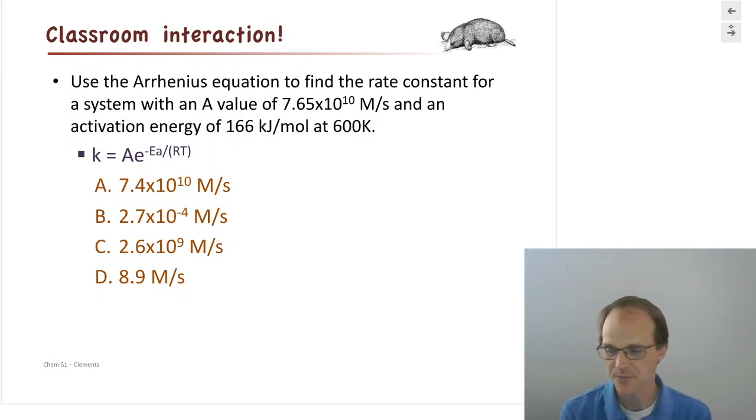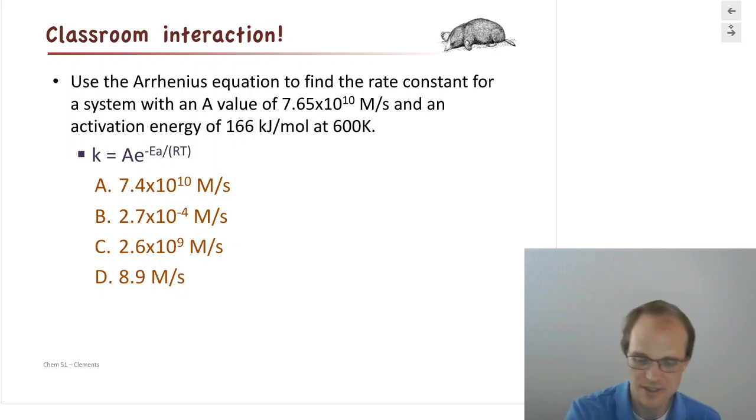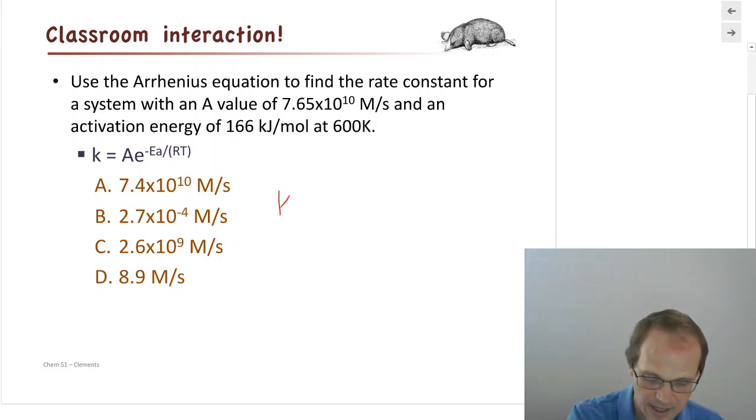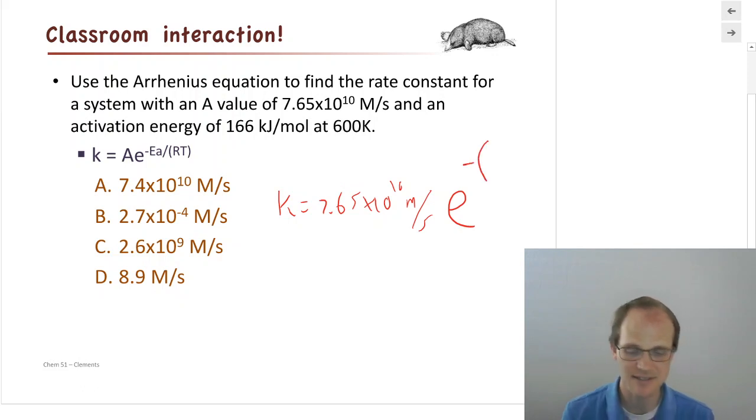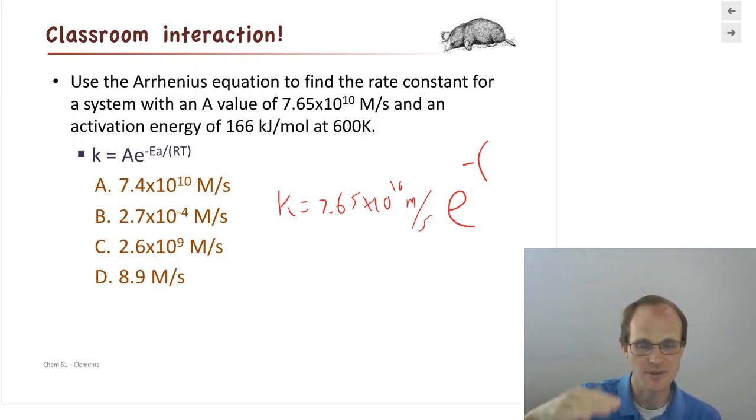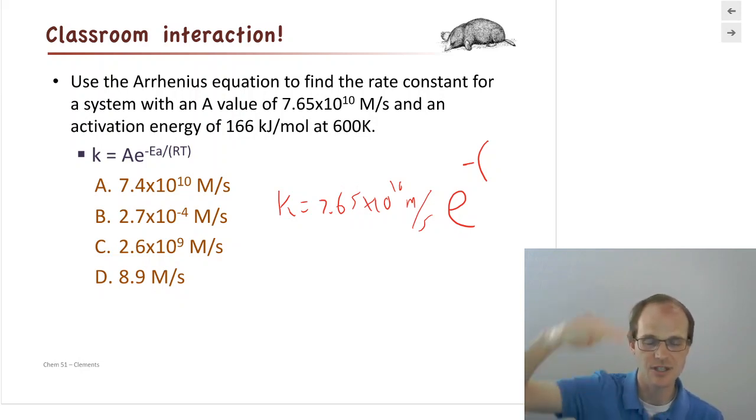What did you come up with? Well, let's go through it. We're just going to plug things in. We get k equals 7.65 times 10 to the 10th molar per second times the exponent of minus. That minus is important, right? Activation energies are always defined as positive, just so we know. They're always positive because they're always comparing that reactant energy to the transition state. It's always a positive value.